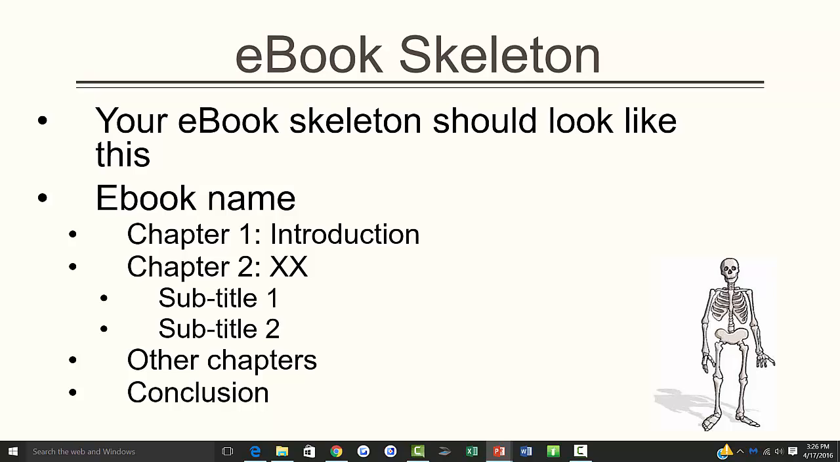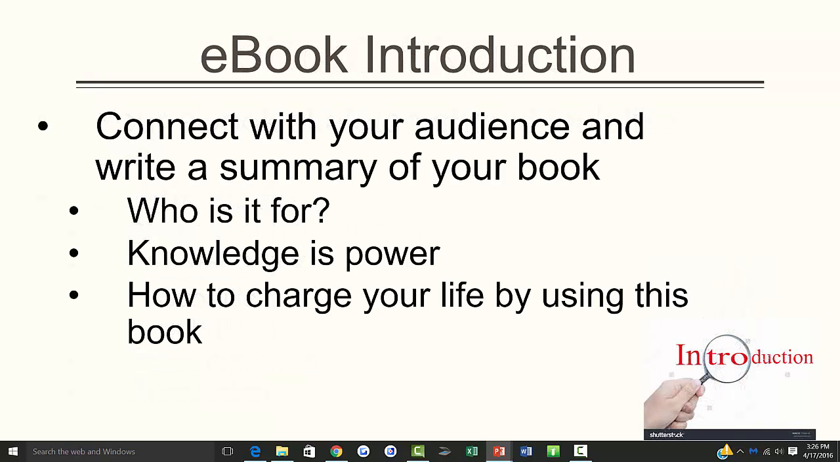Your ebook skeleton should look like this. Your ebook name or title that you already came up with. Chapters: chapter 1, introduction; chapter 2, topic number 1, subtitles 1, 2, etc. Other chapters, you might have 5, 6, 10 chapters, depending on how much content you found in your research, and then a conclusion. Now, whenever you start working on rewriting all this information, let's start with the introduction.